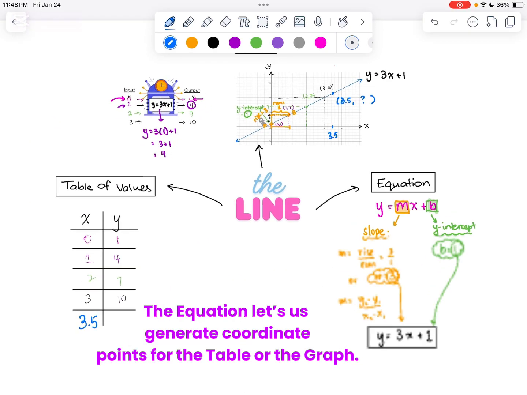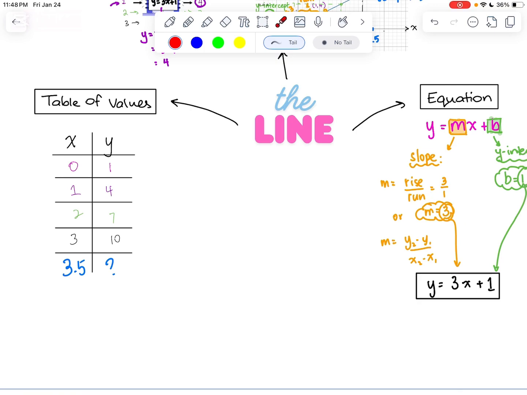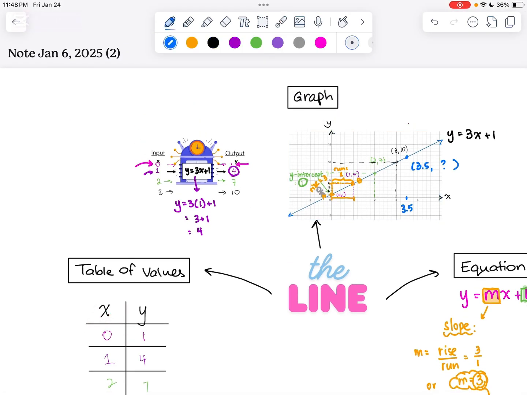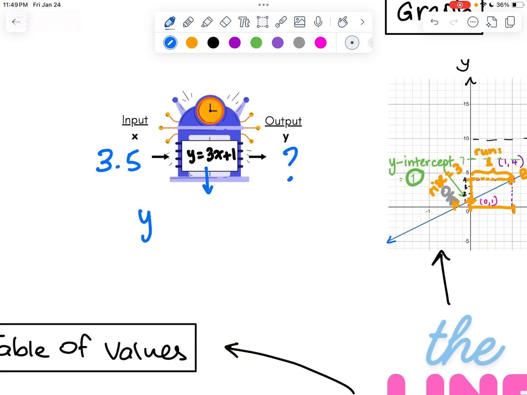Well, how would I go about doing that? Remember that your input that you're choosing is an x value. So really what I'm looking at right now is, let's erase some of this. What I'm trying to figure out now is if I put an input of 3.5, what comes out the other end? Well, remember, we're going to use our equation, replace the x with our input of 3.5.